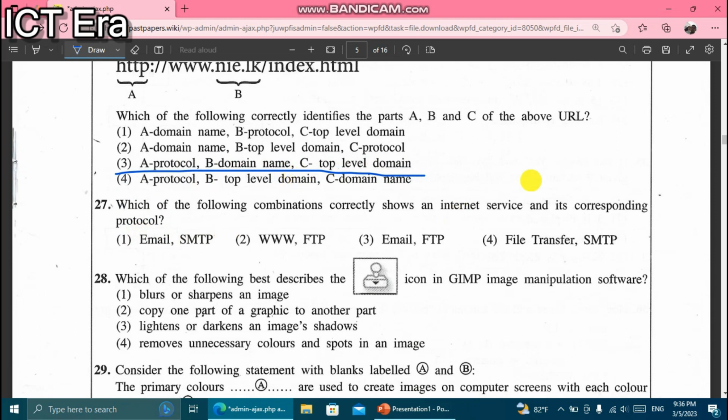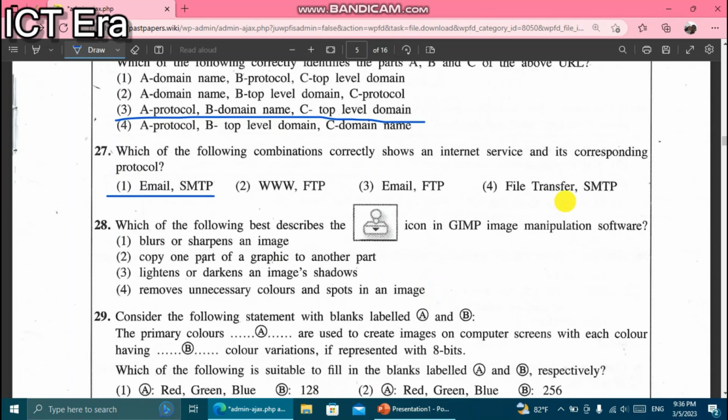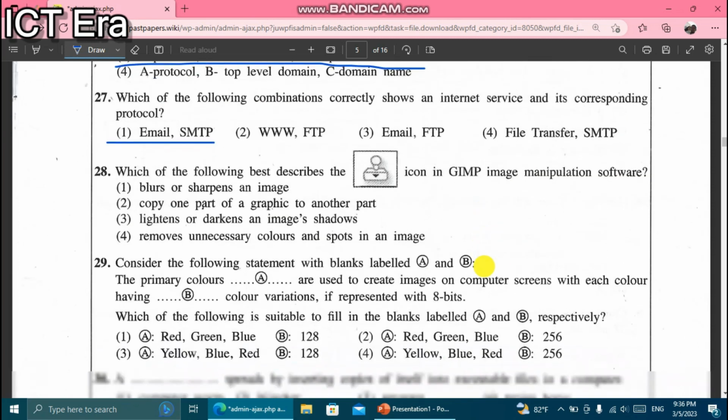Which of the following combinations shows an internet service and its corresponding protocol? Email, SMTP, Simple Mail Transfer Protocol. So file transfer should be FTP, not SMTP. Okay, 28th question. Which of the following best describes this icon?